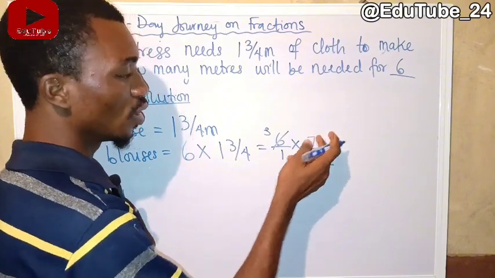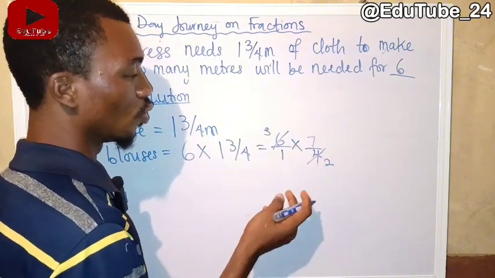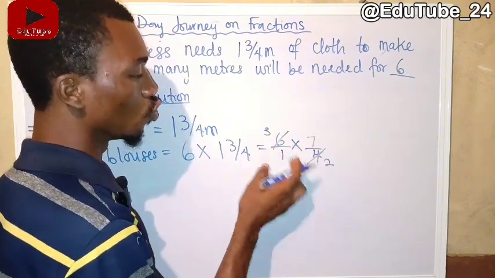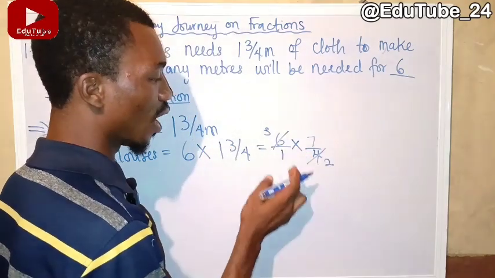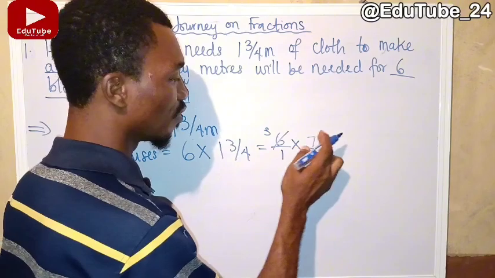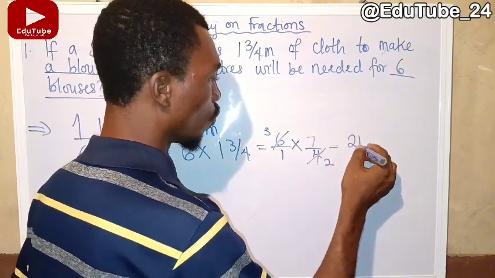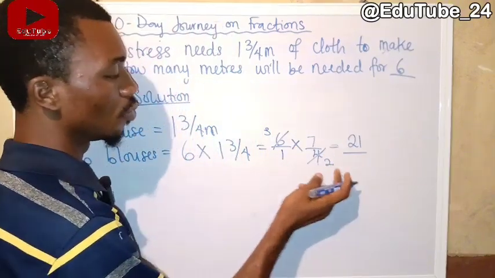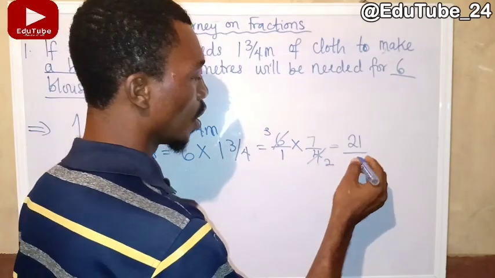Then 7 and 1, nothing can divide both of them because they don't have a common factor. So what do we do? We multiply the rest of the numbers that we have. Checking out the numerator, we have 3 times 7, and that gives us 21 over, then in the denominator, we have 1 times 2, and that gives us 2.